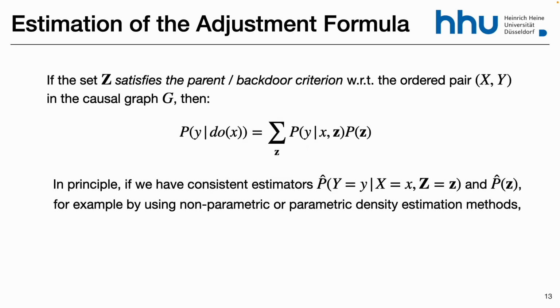And in principle, if we have consistent estimators for these two pieces, I have this estimator and this estimator, and there is a huge literature about how you can do either non-parametric or parametric density estimation. You can use anything from simple things like kernel estimation to deep learning. As long as you have a way to estimate this, you could just apply it.